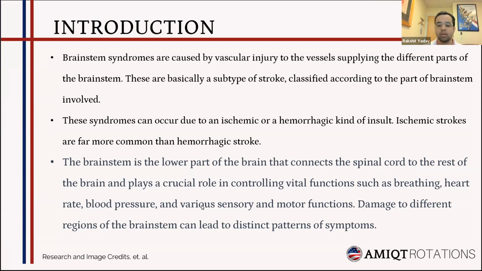These syndromes can occur due to an ischemic or a hemorrhagic kind of insult, and ischemic strokes are far more common than hemorrhagic strokes. The brainstem is the lower part of your brain that connects the spinal cord to the rest of the brain and plays a crucial role in controlling vital functions such as breathing, heart rate, blood pressure, even your sensory and motor functions. So damage to different regions of the brainstem can lead to distinct patterns of symptoms.